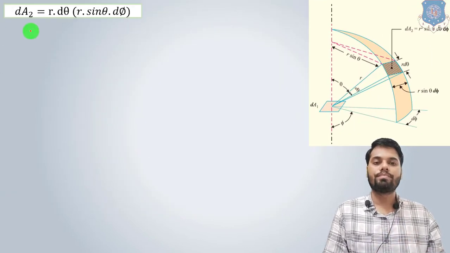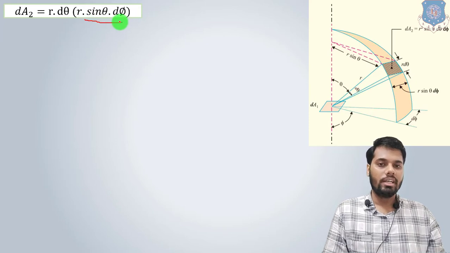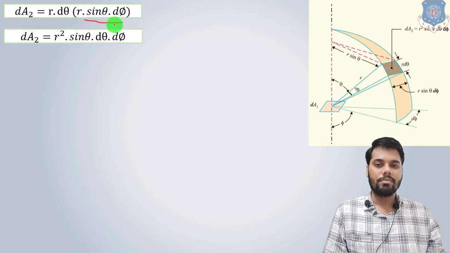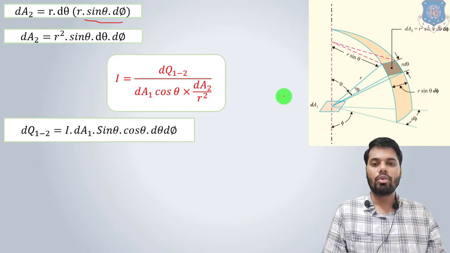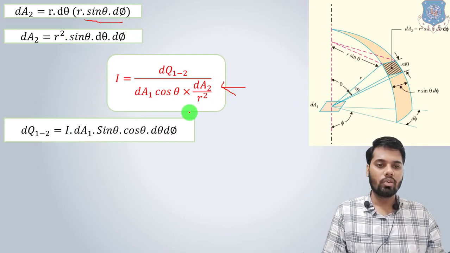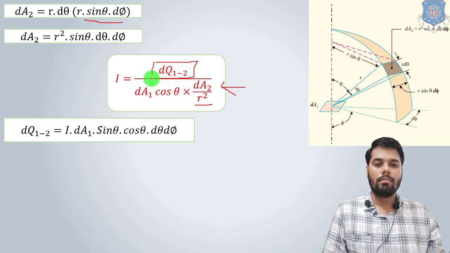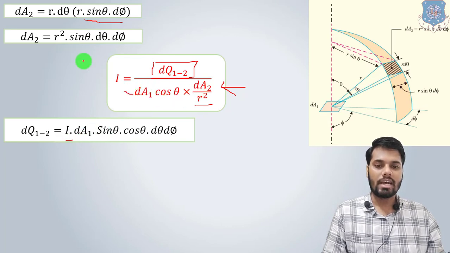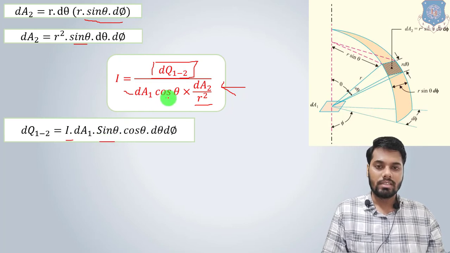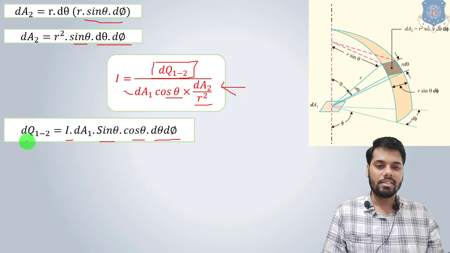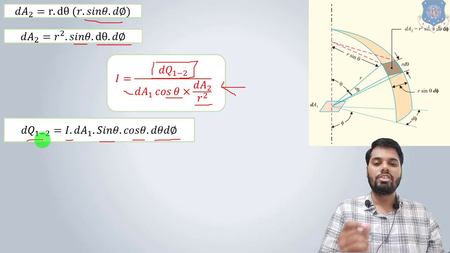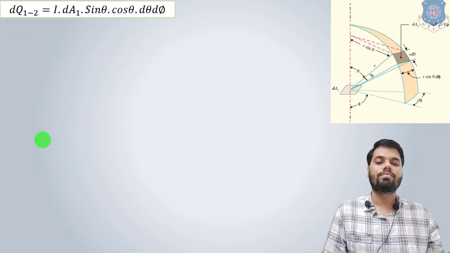Okay. Now we know that dA2 is r d theta times r sin theta d phi. It means r square sin theta d theta d phi. Putting this value of dA2 in this equation, r square will be cancelled out. So we will get dQ12 is equal to, by cross multiplication, I into dA1 sin theta cos theta d theta d phi. Okay, so this is the equation for dQ12, the differential heat transfer rate from 1 to 2.